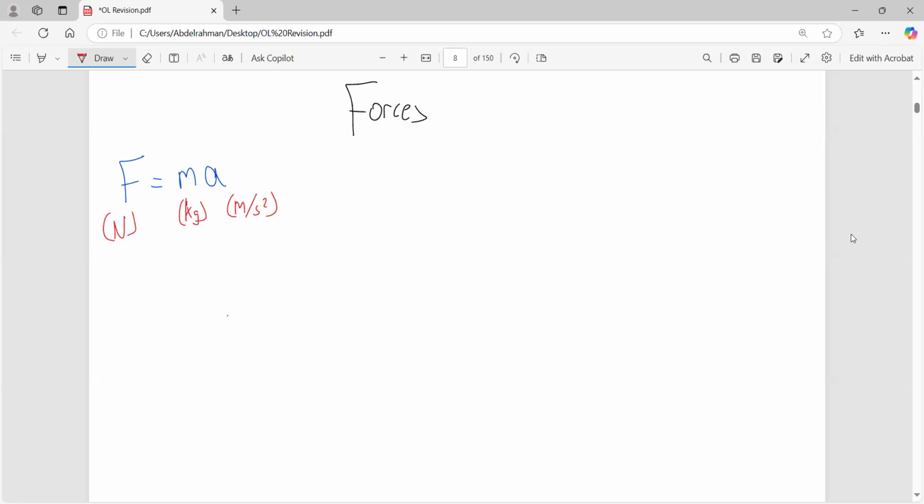So for example, if I'm telling you find the resultant force, you need to find the F. You have the mass and you have the acceleration. Also, you need to find F. F equals mass times acceleration.